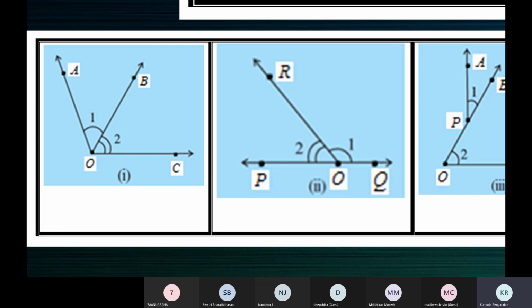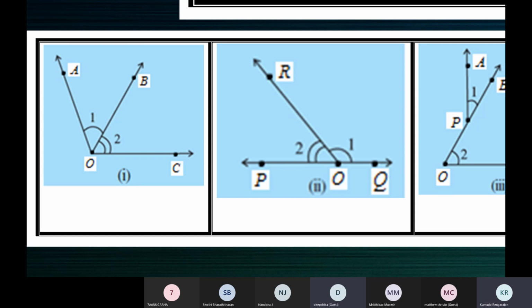Deepshika, figure 2, are 1 and 2 adjacent angles, yes or no? Yes, ma'am. Adjacent angles. Common vertex, quickly? Which is the common vertex? Ma'am, O. Common arm? OQ, ma'am. Non-common arms? Ma'am, PO and OQ.